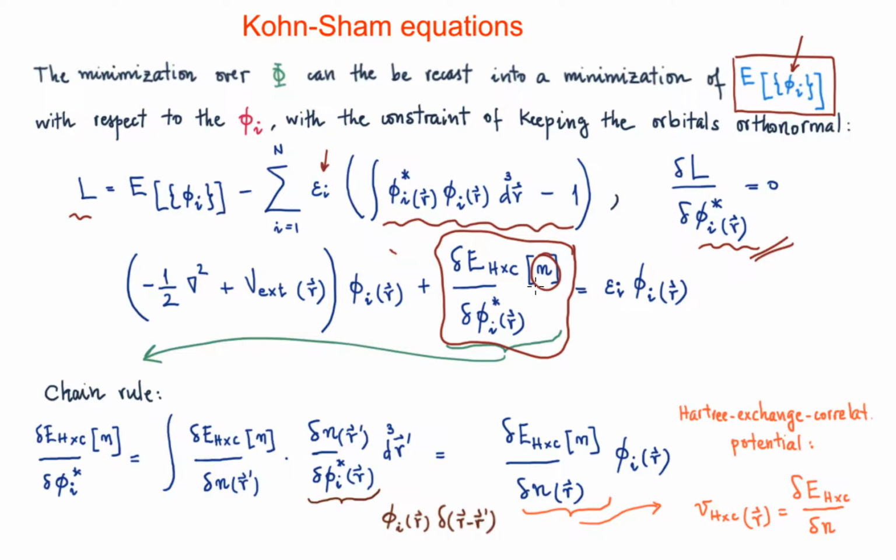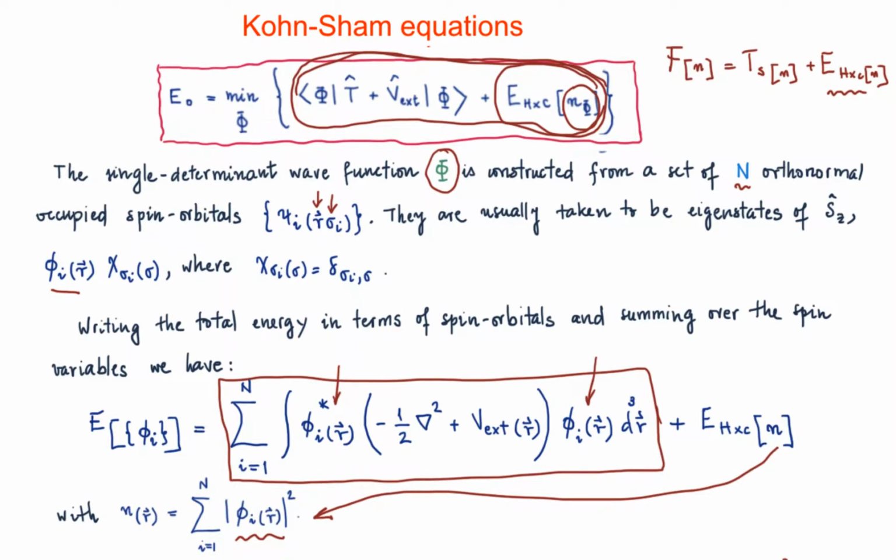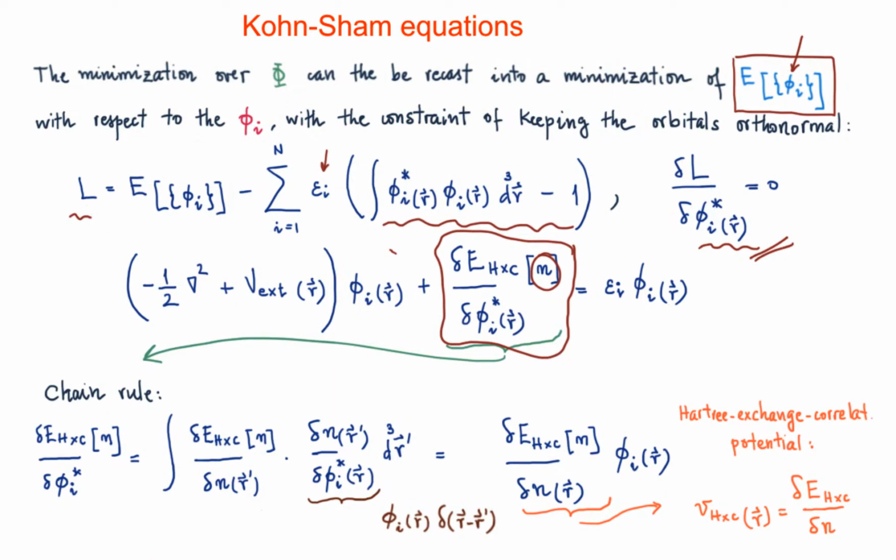So how are we going to do that? We are going to apply the chain rule, because we know that the density depends directly on this Ci complex conjugate, in the way defined before. So here we have the relation between the density and these orbitals. So in order to do this functional derivative of this functional, which depends on the density, with respect to this Ci complex conjugate, we are going to apply the chain rule.